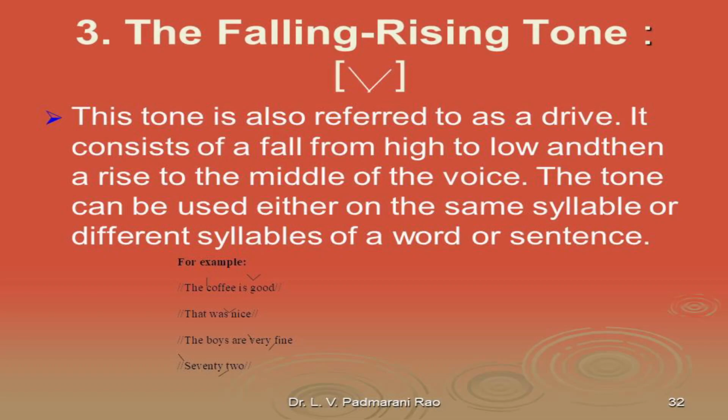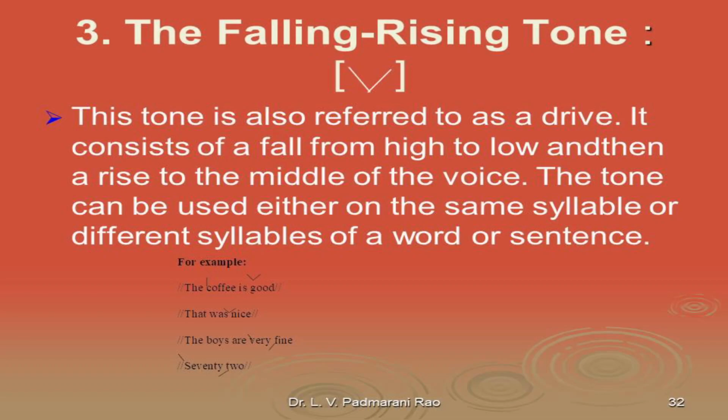As you could see in the slide, the falling rising tone is where you fall down, so you have a V-shaped tone to indicate the falling rising tone, telling that you talk at a particular pitch, you fall down, and then you raise up. This tone is also referred to as a dive. It consists of a fall from the high to the low and then a rise to the middle of the voice.